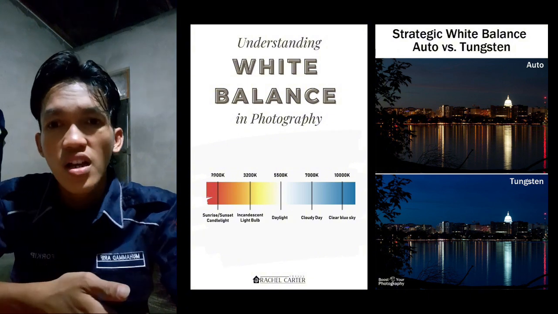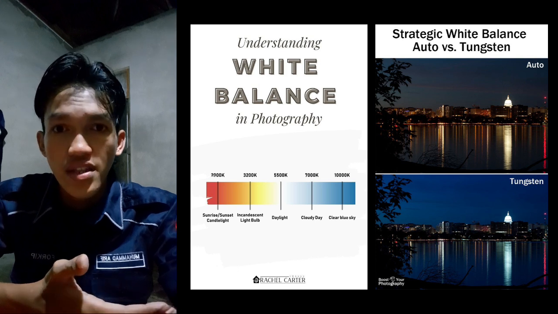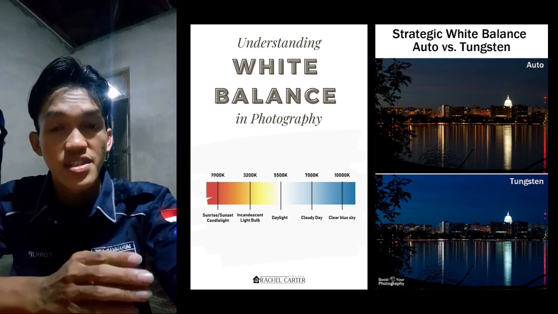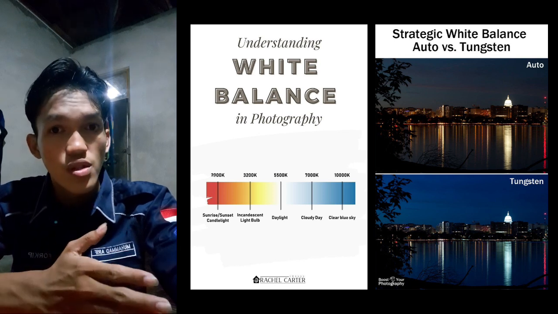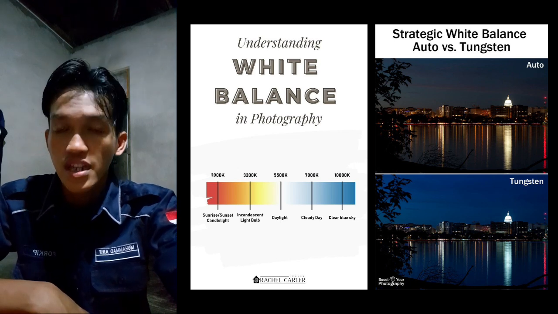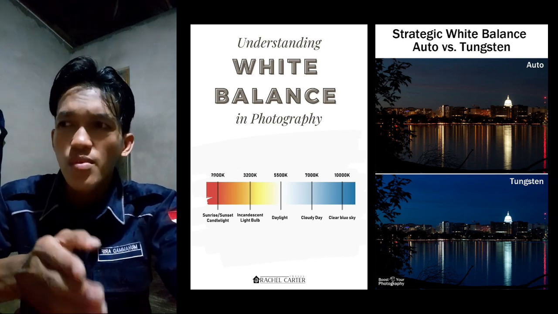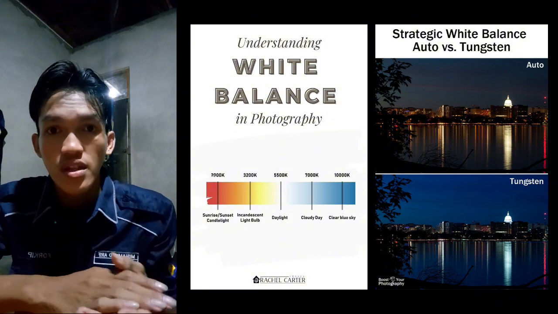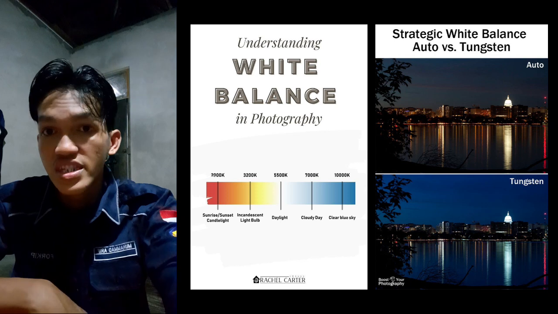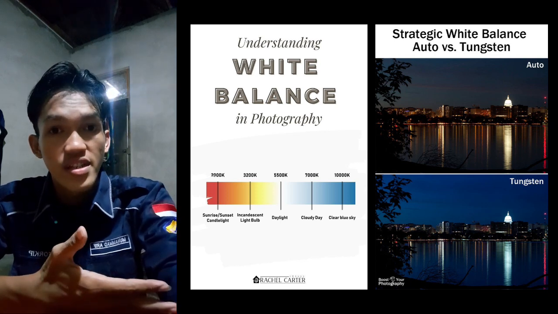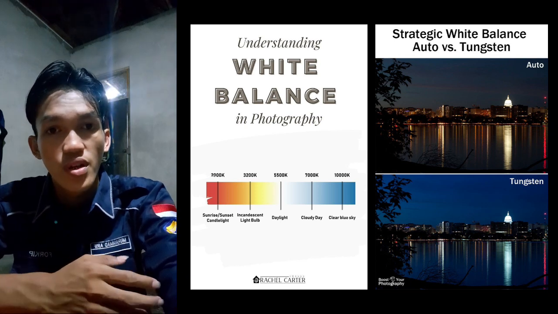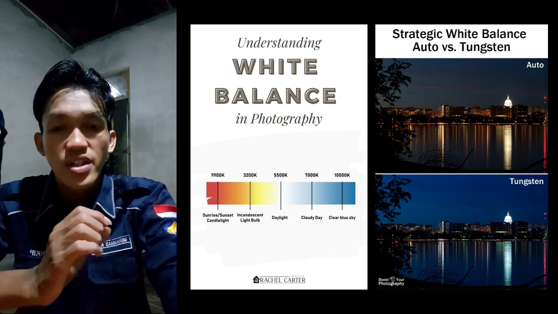For example, if you're outside on a sunny day, you can choose the daylight white balance. But if you're indoors or under warm light, try using tungsten or incandescent. Most cameras and smartphones have automatic white balance, or AWB, which usually works fine, but sometimes adjusting it manually can give your photo a better mood or more accurate color.